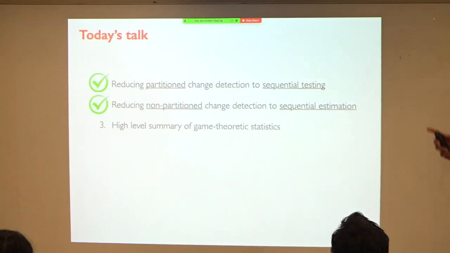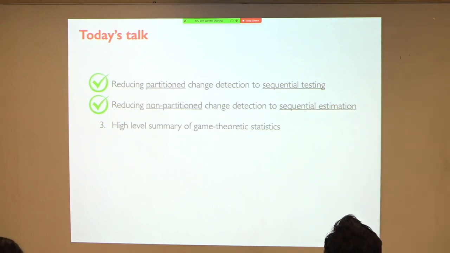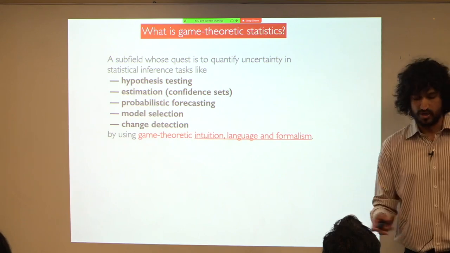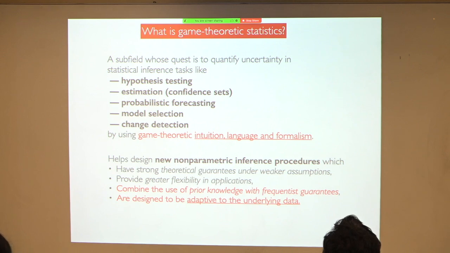Okay, so I want to spend the last part just summarizing again at a high level what game theoretic statistics is, which the summary will make more sense now. It's basically a subfield of statistics whose quest is to quantify uncertainty in statistical inference tasks like the three we saw today: hypothesis testing, estimation, and change detection. But why stop there? Probabilistic forecasting, model selection, things like that, by using game theoretic intuition, language, and formalism. Why would we want to do this? Because it helps us define new non-parametric inference procedures which have stronger theoretical guarantees under weaker assumptions.